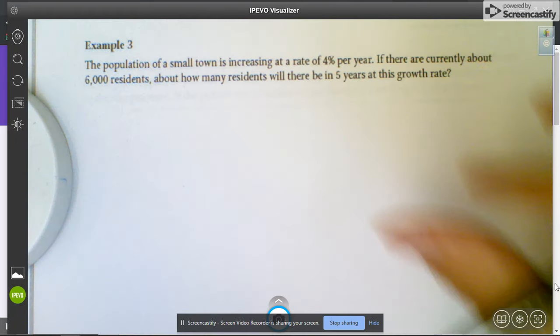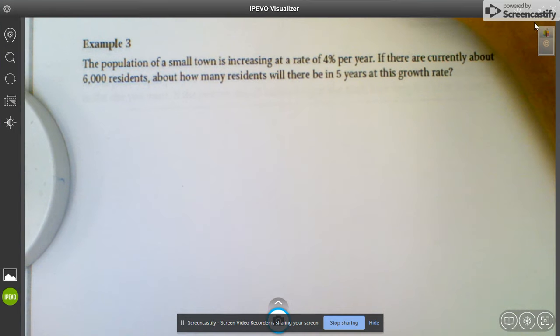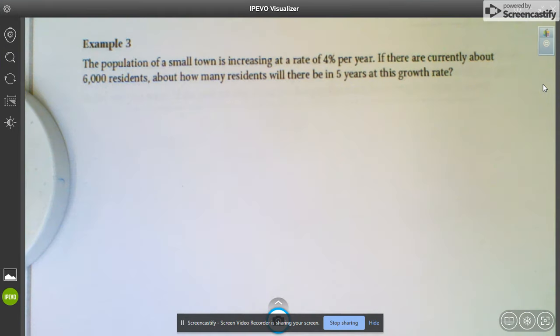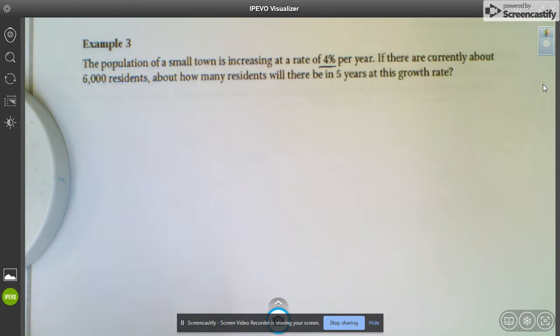All right, guys, example 3, we're going to introduce something a little bit different. It's a different way of writing the formula, and there's a reason we're going to do that. And the reason is this right here. The rate that we're given is not a half or double or triple or quadruple. It's a percentage, okay? Anytime you're dealing with growth or decay as a percentage, you're going to use a slightly different formula, and we'll talk about the reason why.